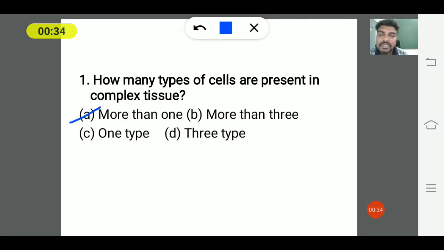Simple permanent tissue is made up of only one type of cells. If it is a tissue made up of more than one type of cells, hence it is called a complex tissue. They are called a complex tissue. Option A is the right answer.